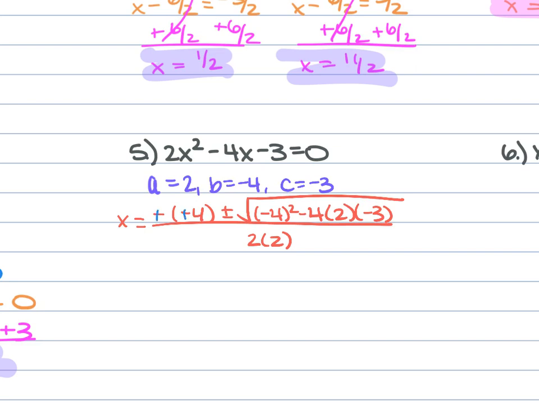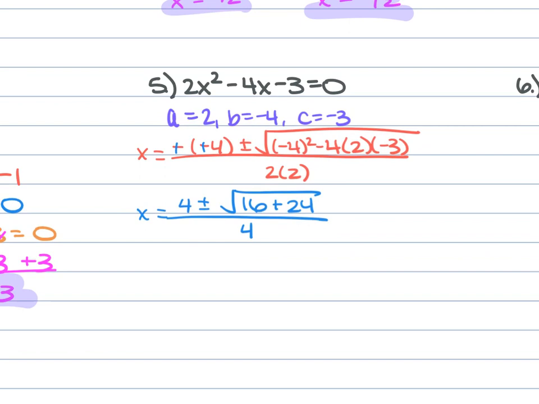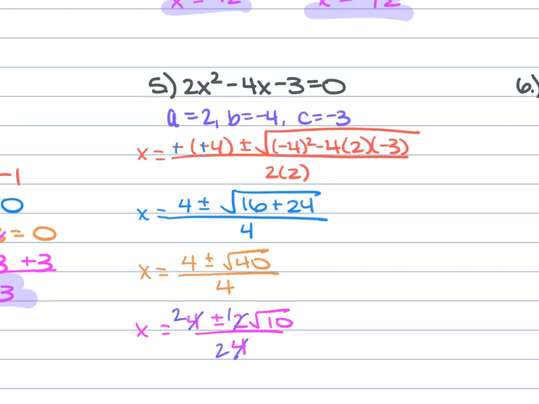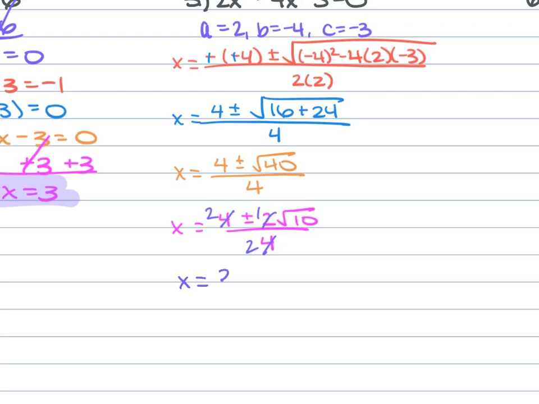So this is going to simplify to be a positive 4, plus or minus the square root of 16, plus the 4 times 2 is 8, times 3 is 24, all over 4. The 16 plus 24 is 40, so we're going to have x is equal to 4, plus or minus the square root of 40, all over 4. So x is equal to 4 plus or minus 2 square root 10 over 4. The 4 becomes a 2, the 2 becomes a 1. So x is equal to 2 plus or minus the square root of 10 over 2.